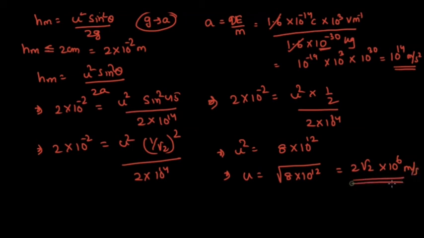It means the maximum speed with which the charged particle can be projected is 2 root 2 into 10 to the power 6 meter per second. It means we have to project the charged particle with a velocity slightly less than this value. So students, in this way you can solve this question.